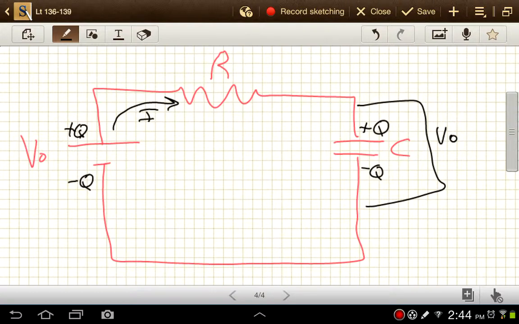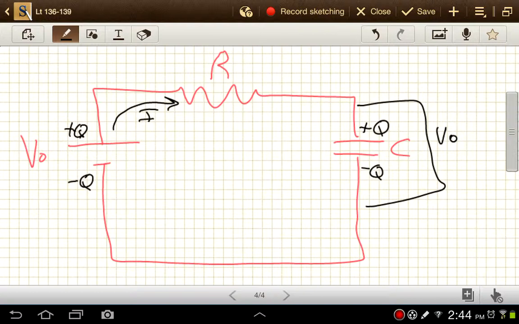So if we add resistance, all that does is make it take longer for this capacitor to charge up. And also we can make it take longer for the capacitor to discharge by adding resistance. But in the long term, we end up with exactly the same situation.